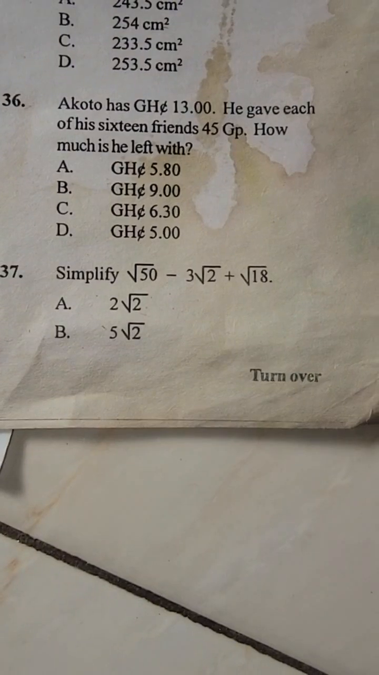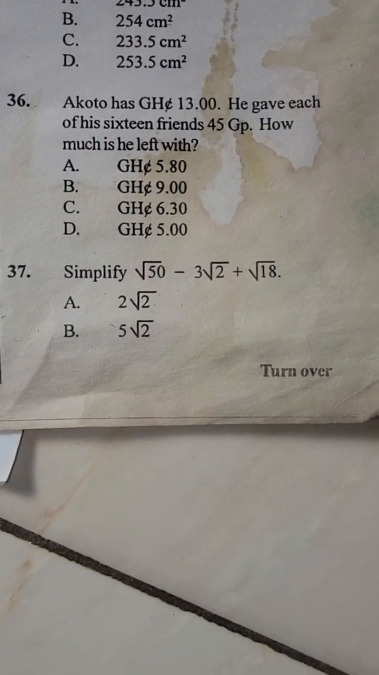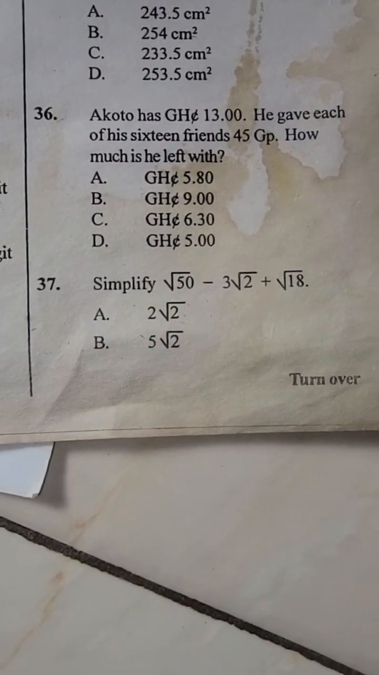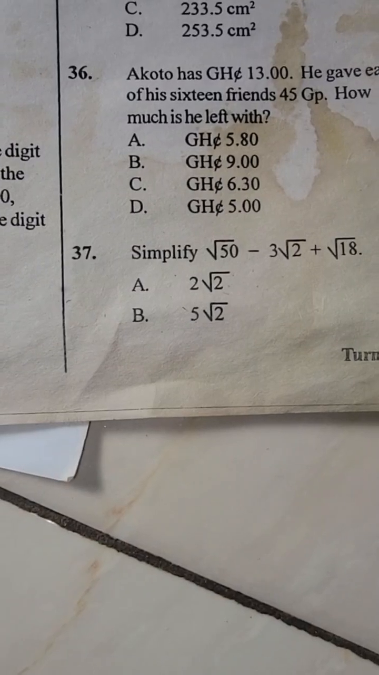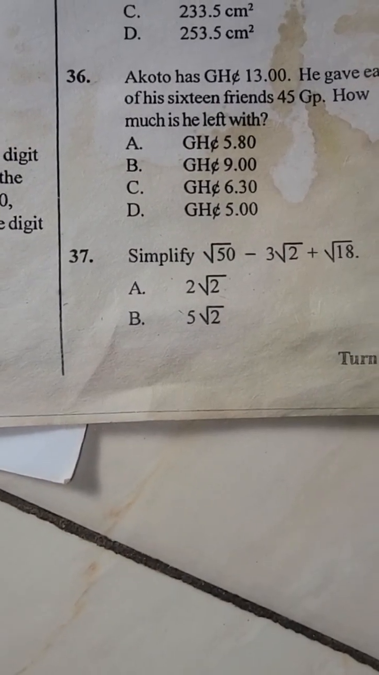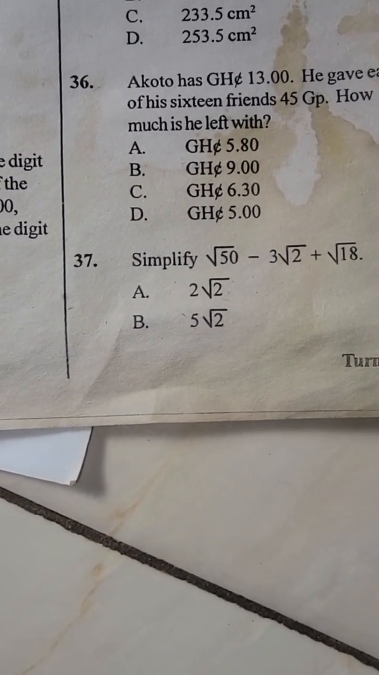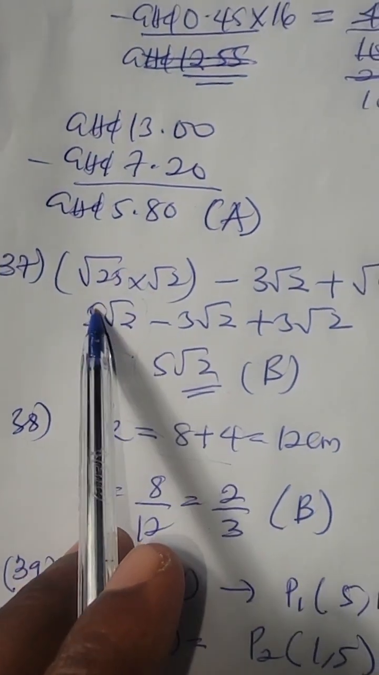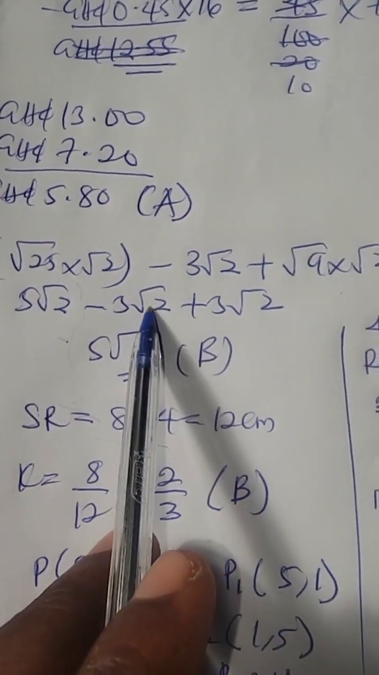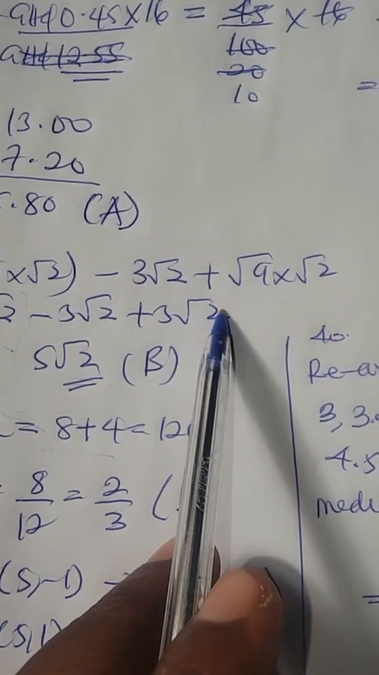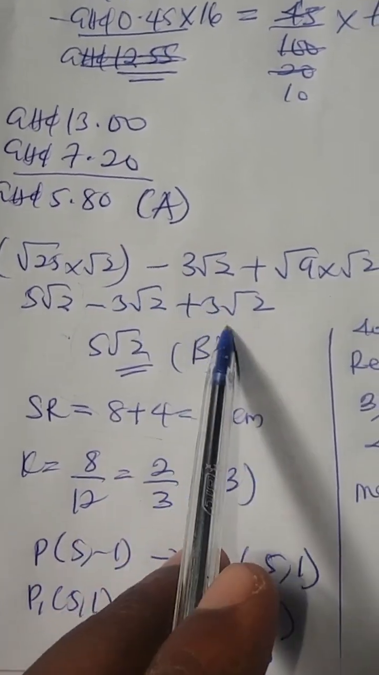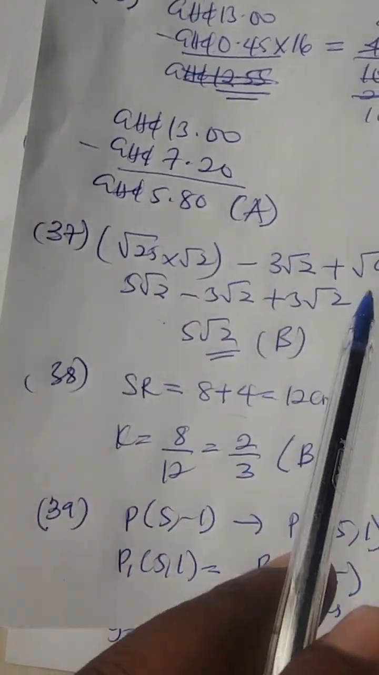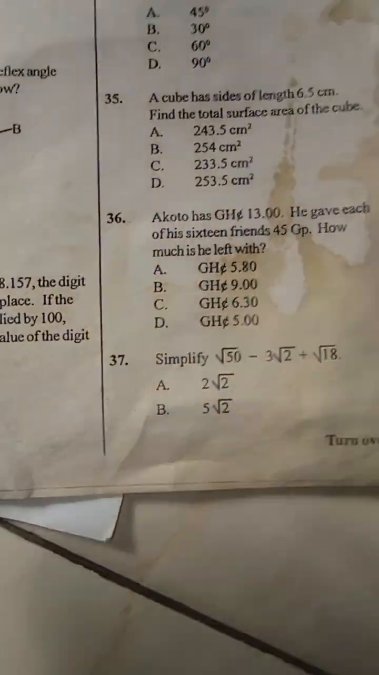37. Simplify that. So 50, we take a perfect square that can divide 50 to the remainder, that's 25. Same as 18, that's 9. So that's root 25 times root 2. Root 25 is 5, so 5 root 2 minus 3 root 2. Root 9 is 3, 3 root 2. Now 5 root 2 minus 3 root 2 is 2 root 2. So the answer is 5 root 2. Okay, 38.